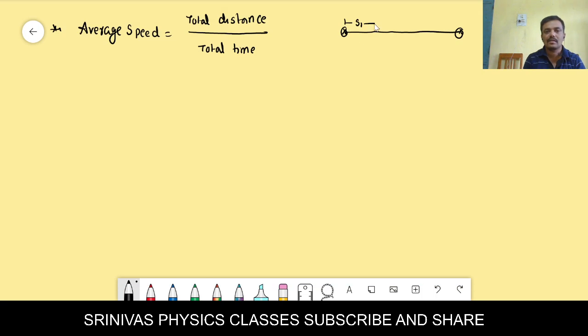S1 distance traveled in T1 time, S2 distance traveled in T2 time, S3 distance traveled in T3 time. Then we write average speed as total distance, S1 plus S2 plus S3, by total time, T1 plus T2 plus T3. Okay, like this we have to write.